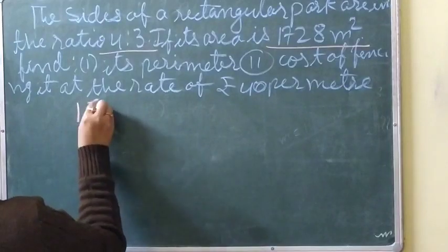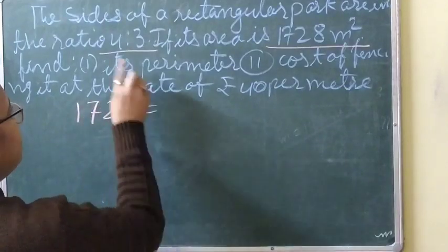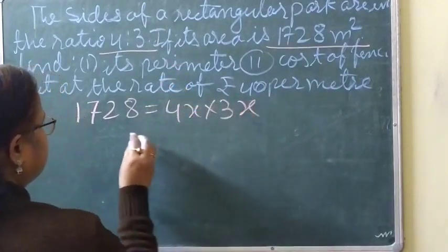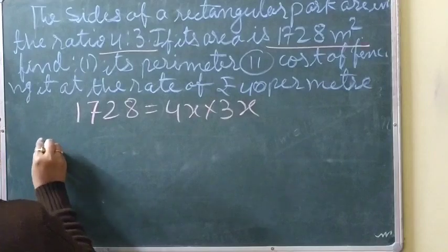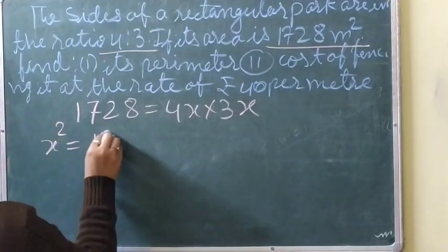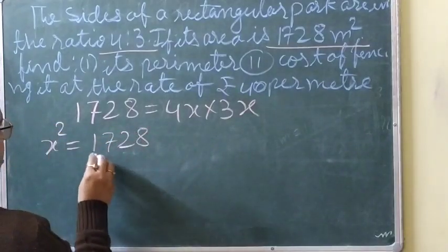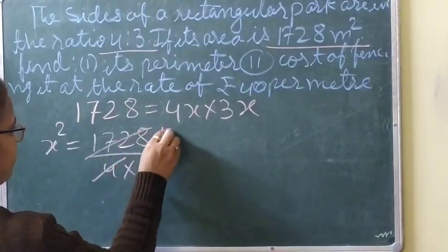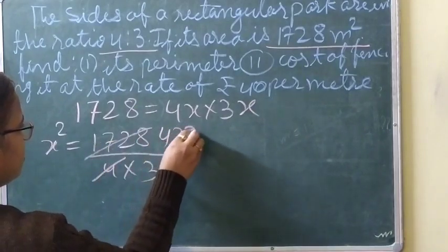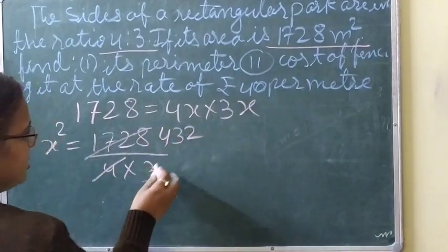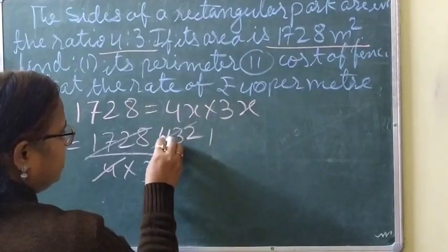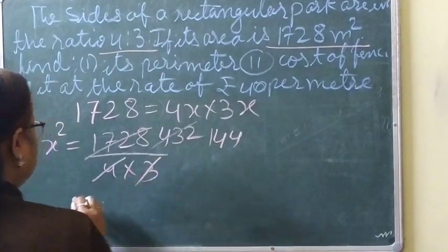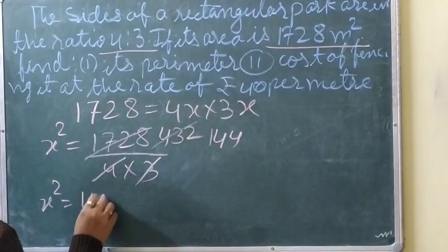We know the area. Area is 1728, equal to, let the ratio be x, then it will be 4x into 3x. So we can write x square is equal to 1728 divided by 4 into 3. Now cut it. Clear? Let's try. 3 ones are 3, then 1 here, 3 4s are 12. So x square is equal to 144.